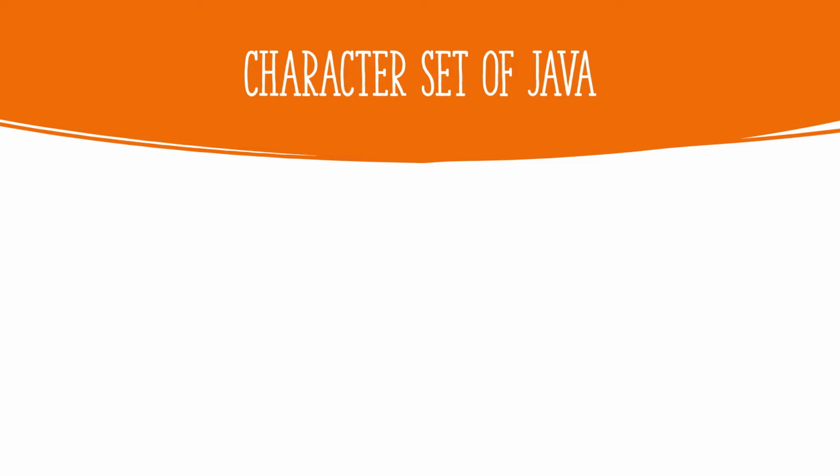We can begin with the character set of Java. Before starting, first we can discuss how we have learned English. We have learned the characters, alphabets A to Z, and then the combination of alphabets will make small words, combination of words will make sentence, and combination of sentence will make paragraph or essay.